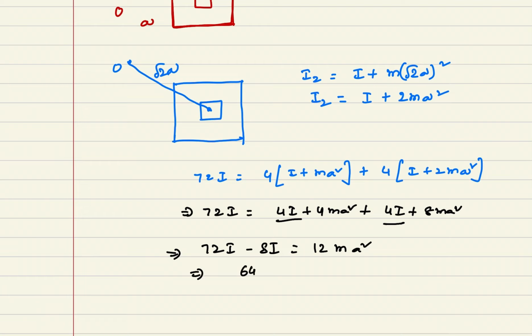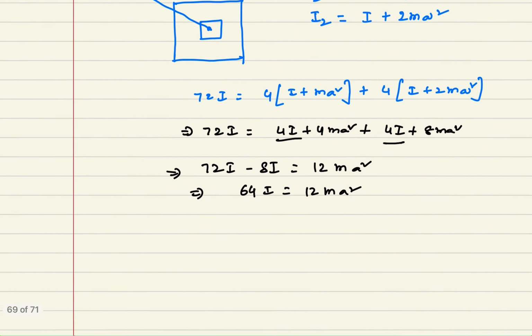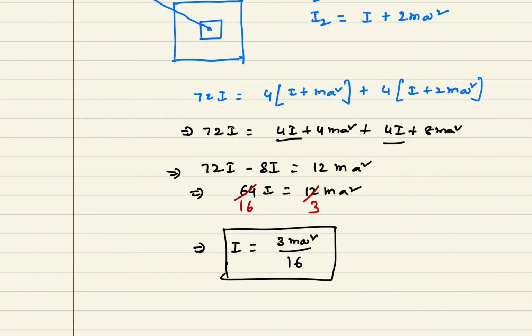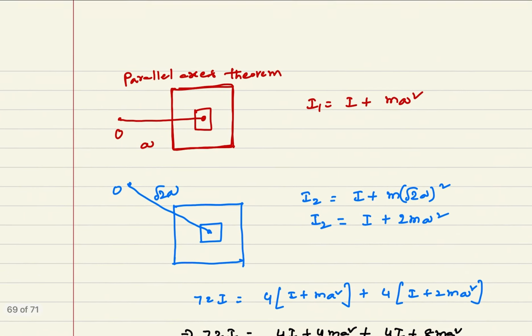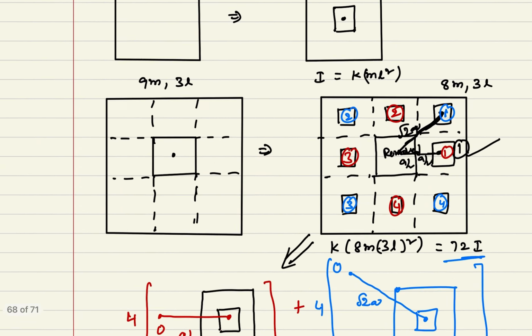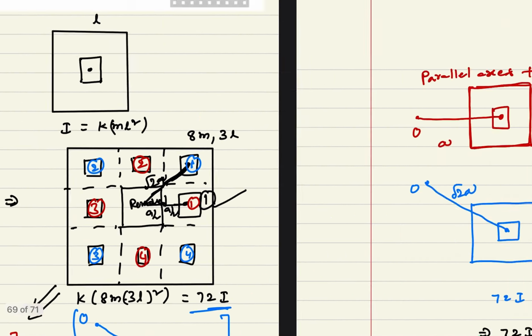72 minus 8 is 64. I is equal to 12 into ma square. Now 64 if you write, this will be cancelling 3 times, this will be 16 times. So finally I can write the I value is equal to 3 ma square divided by the 16. This is my moment of inertia of the fractal object. Observe this carefully how I calculated. I am following every time the same process.